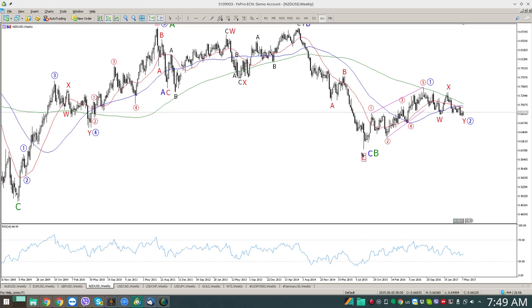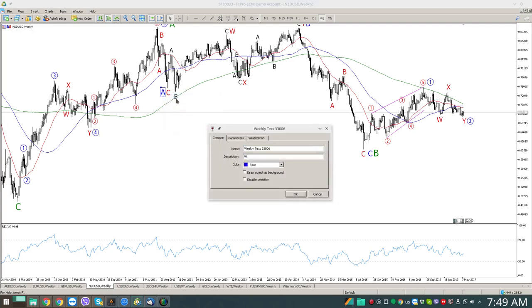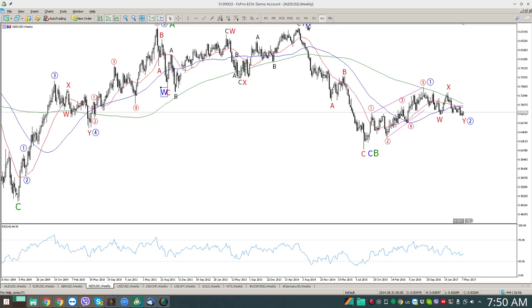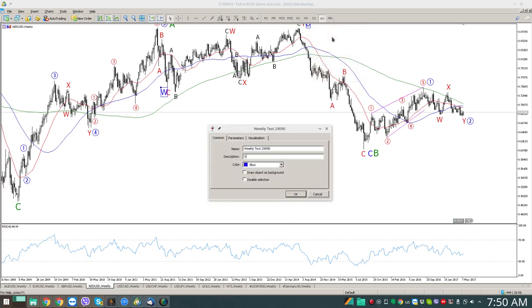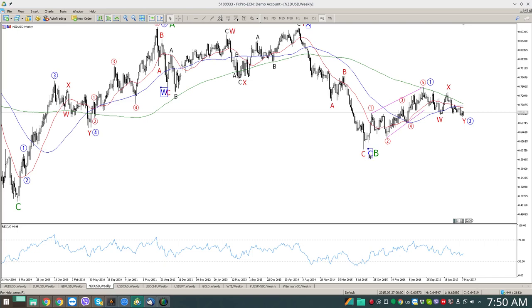So here we are. This is it. And that has to be, of course, a W. And up here, that should be an X. And down here, that should be a Y. Okay? And since that completes my W, X, Y for wave B, we are looking for a 5-wave move to the upside for wave C.